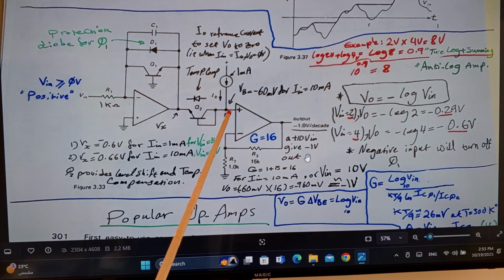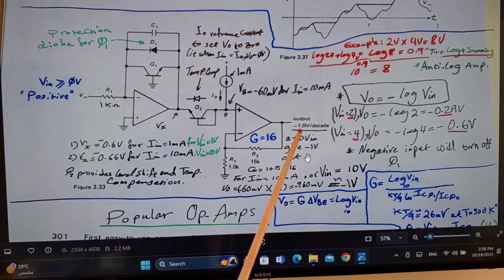Sorry, 60 millivolts, 0.06. Okay, that means 60 millivolts are present at the non-inverting input due to that input voltage of 10 volts. Amplifying that signal with a gain of 16, we have here 15K divided by the 1K, that's equal to 15. And this is a non-inverting amplifier, so we add 1 to it, which is the voltage across that R2, and it becomes 16.